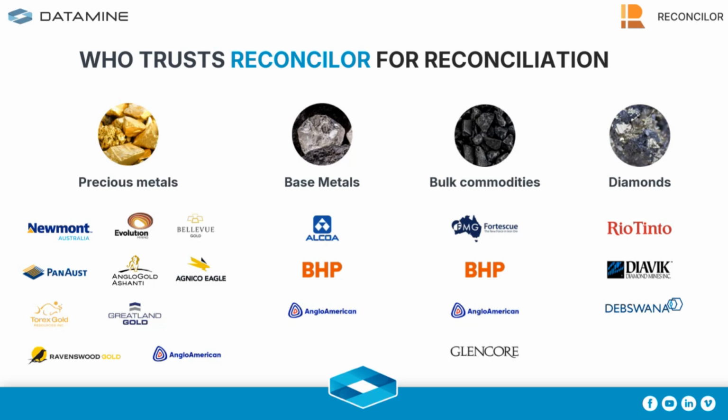But this screen just highlights some of the leading companies that are trusting Reconciler for their reconciliation processes across different commodities, including precious metals, base metals, bulk commodities, and diamonds. From industry giants like BHP, Anglo American, and Newmont to specialised operations. So Reconciler has been the tool in helping these organisations improve accuracy, transparency, and efficiency in their reconciliation workflows. So whether it's tracking stockpiles or managing their mine plans or ensuring data confidence, Reconciler does continue to deliver value across the global mining industry.